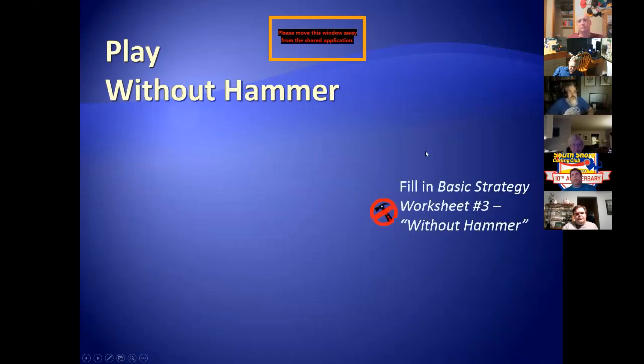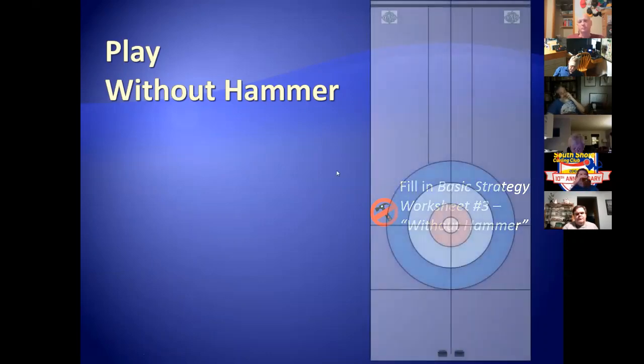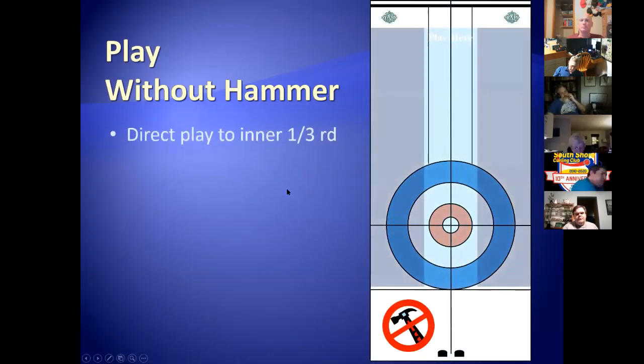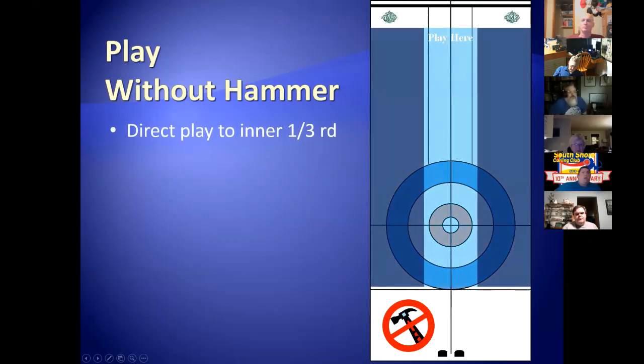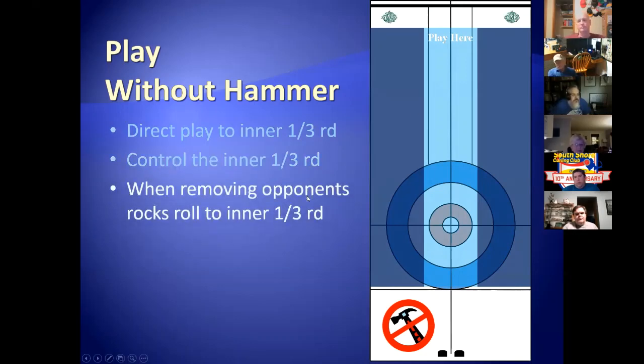So again, we're going to do the worksheet together on the screen here. So this is without the hammer. We're going to direct play to the inner third. And we're going to control that inner third, and we're going to remove opponents' rocks and then roll towards center. So red goes in to the center. Oh, this is the bad animation. There's no yellow team in this animation.